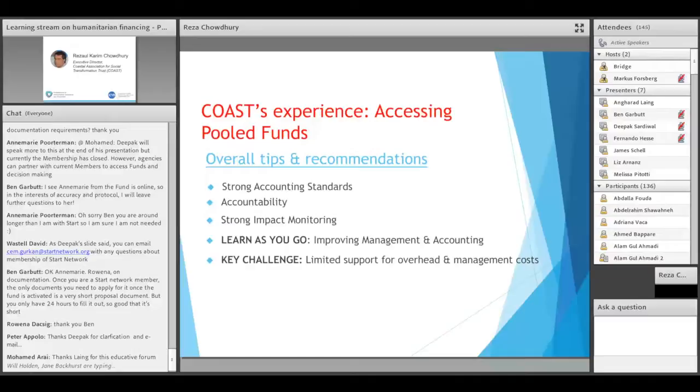I am part of a pool funding mechanism where I have been getting UK funding for more than the last 15 years in the sector of human rights and governance. There is separate staff for accounts, for audit, for monitoring, very capable staff, highly paid staff, and it's running well.